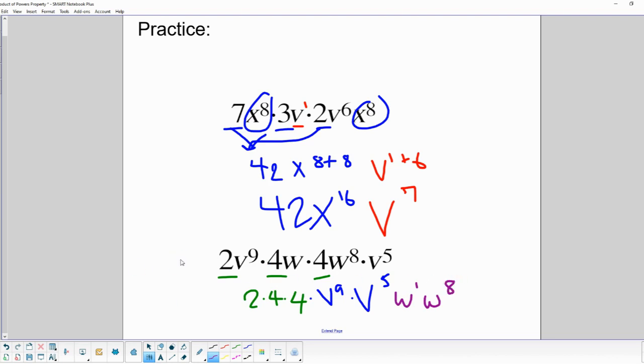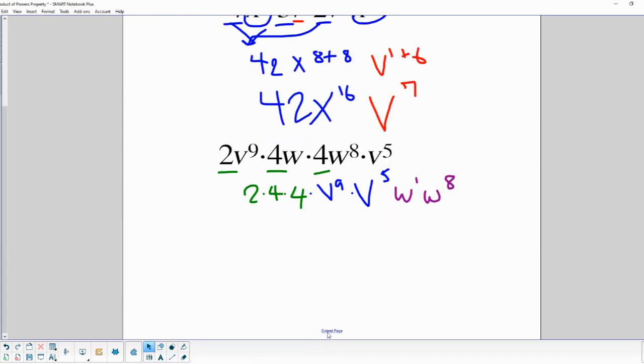All right, so where do we go from there? Well, let's extend our page a little bit. We go 2 times 4 times 4. 2 times 4 is 8. 4 times 8 is 32. And then for our v's, 9 plus 5 is 14, so v to the 14th power. And 1 plus 8 is 9, so we're going to have w to the 9th power. All right, so there you go. That's how you do that.